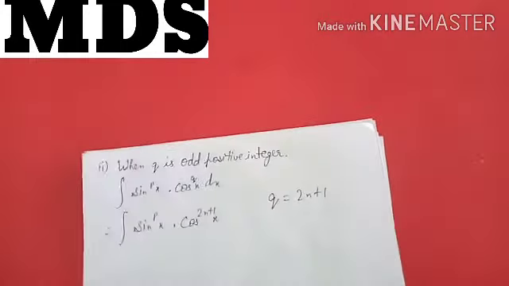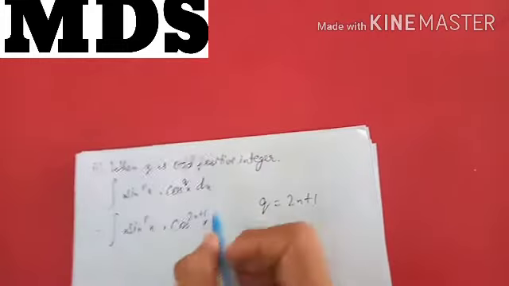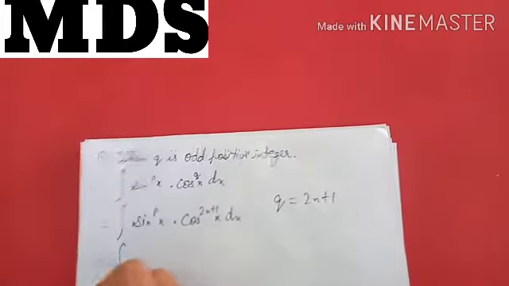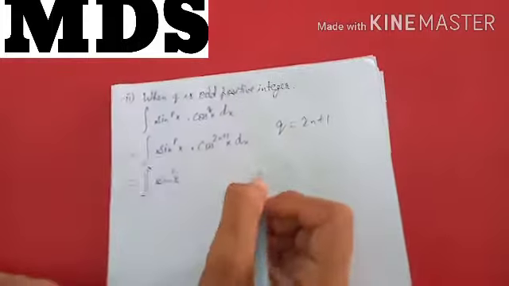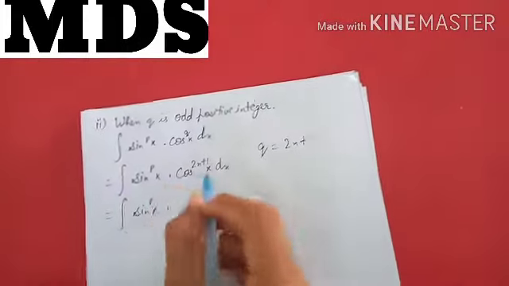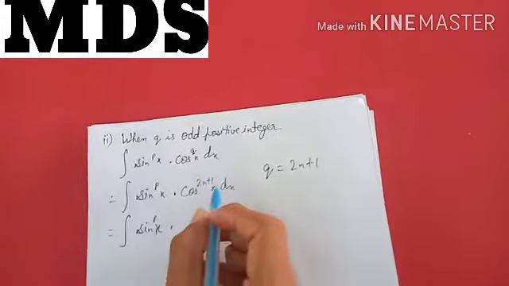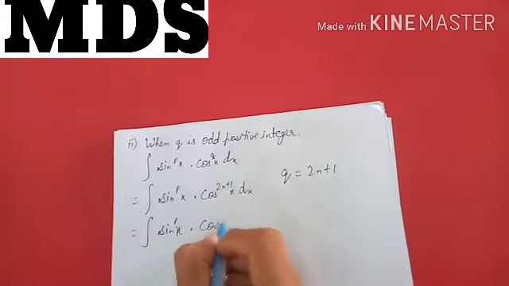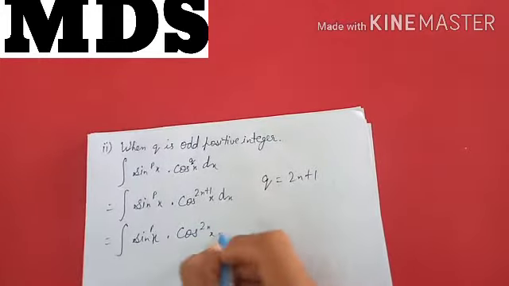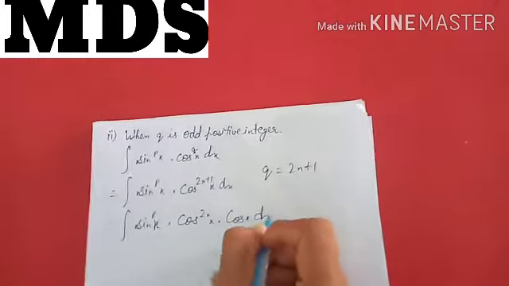Okay, so how can this be written now? Sin raised to power p x will remain as it is, and cos raised to power 2n plus 1 x will be split in the form of cos raised to power 2n x into cos x dx.